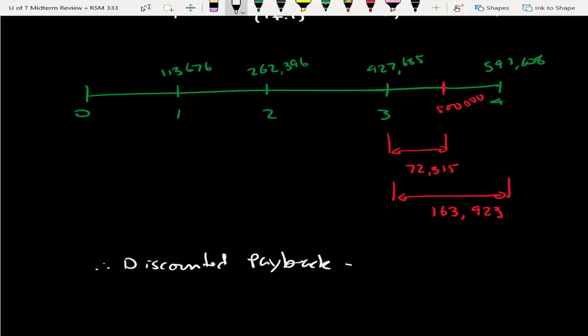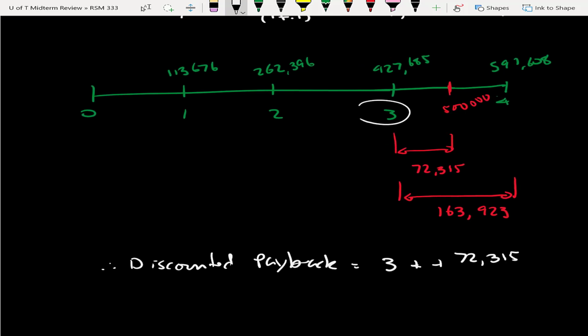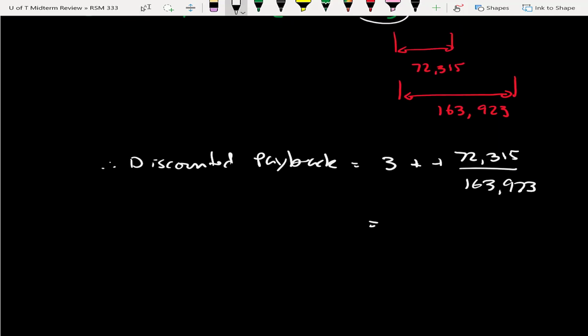Okay, so I can say that therefore the discounted payback is going to be the 3 years for sure as a minimum, plus 72,315 over 163,923, and that becomes 3.44 years. So it's longer, which we would expect because we're discounting the dollar values back.